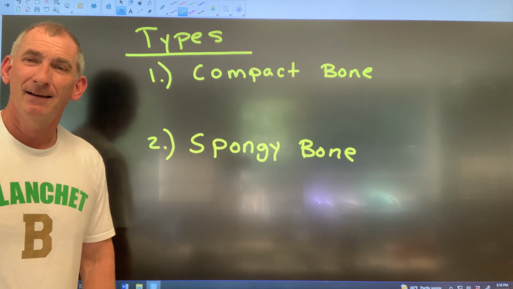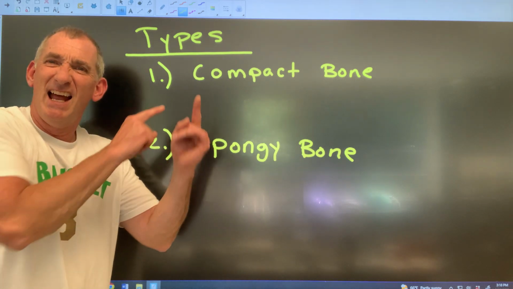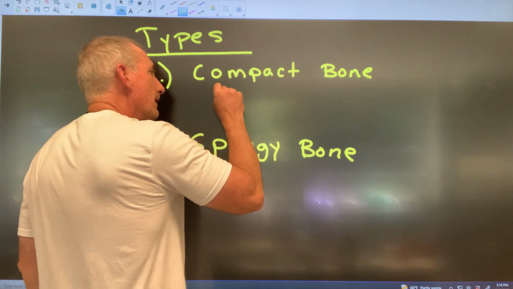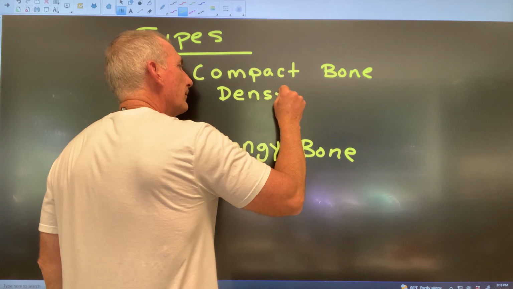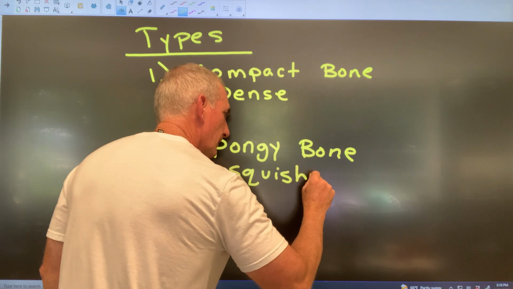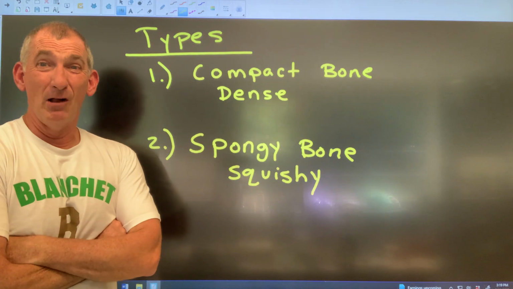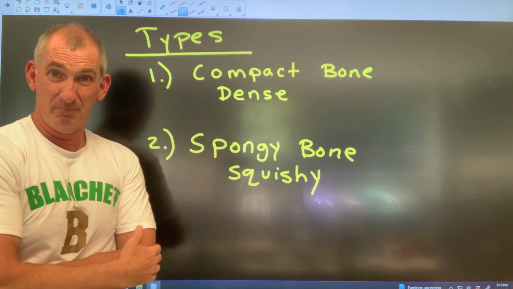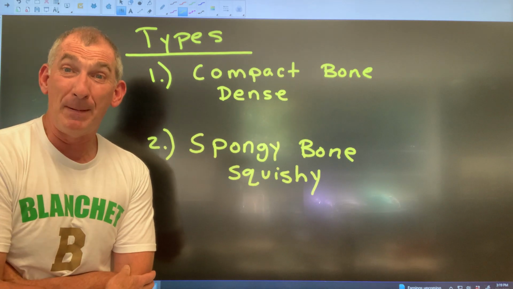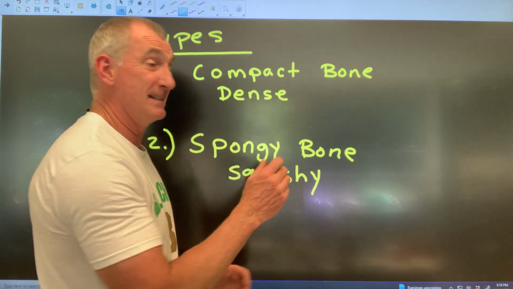Yeah, the spongy, it's like squishy. You can move it. And compact bone is really dense. All right, Molly, if you're a word person, that works. If you're a picture person, I'm going to help out the picture people. See, compact bone is really, really dense.